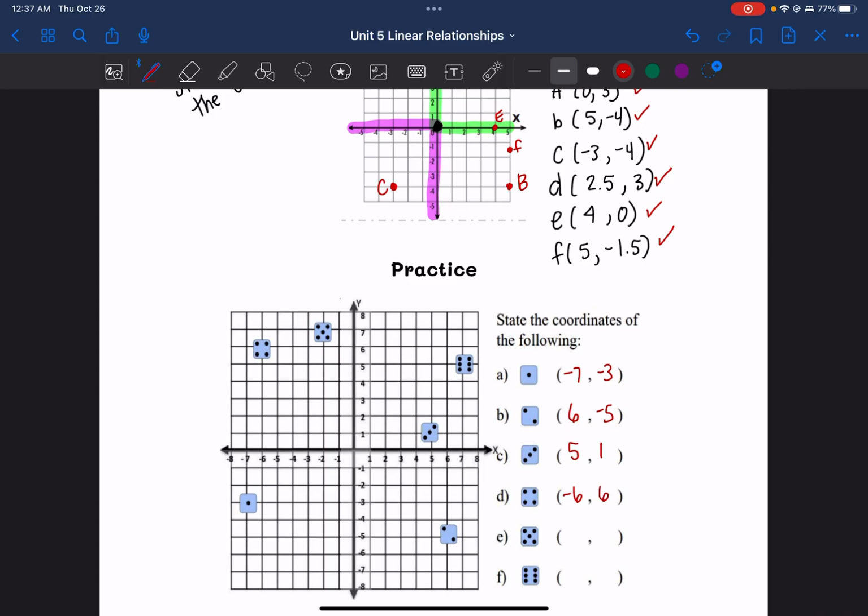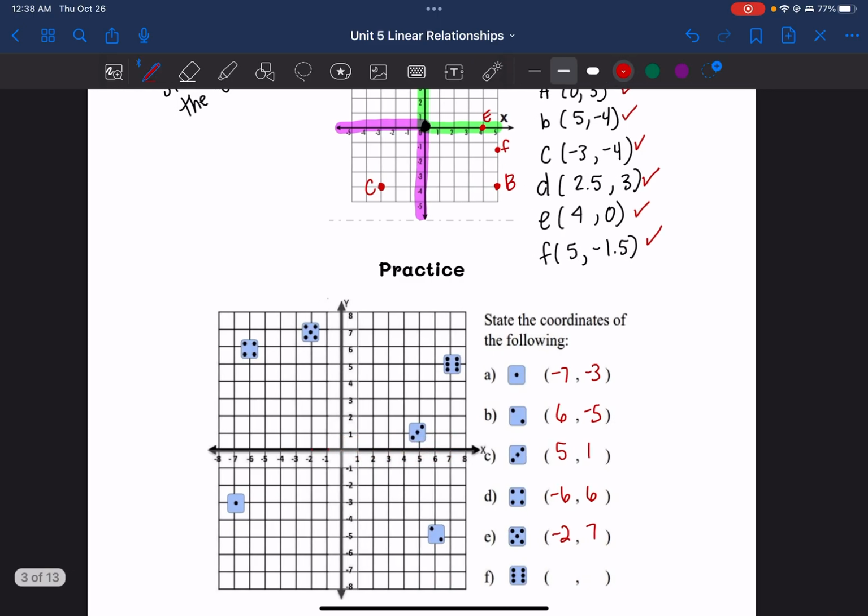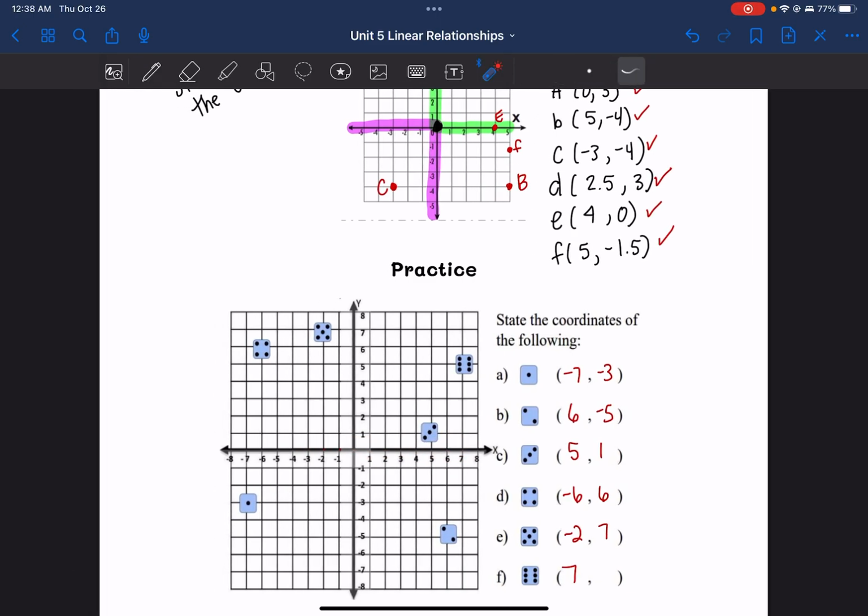5, we have to go to the left 2 times, so 1, 2, and then 1, 2, 3, 4, 5, 6, 7. So that would be negative 2, positive 7. The last one, we have to go 1, 2, 3, 4, 5, 6, 7. And then from 7, on that spot, I'm going to write that down. We have to go 1, 2, 3, 4, 5 up. So that would be 7, 5. All right.